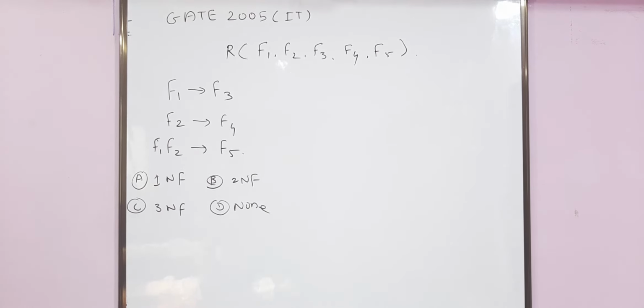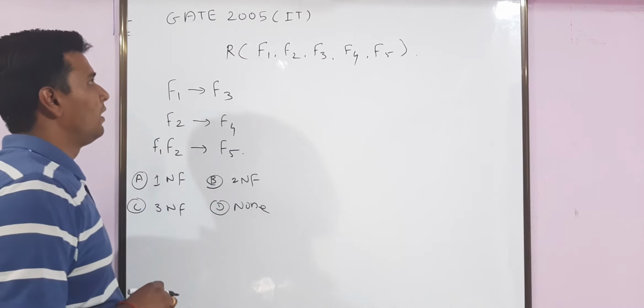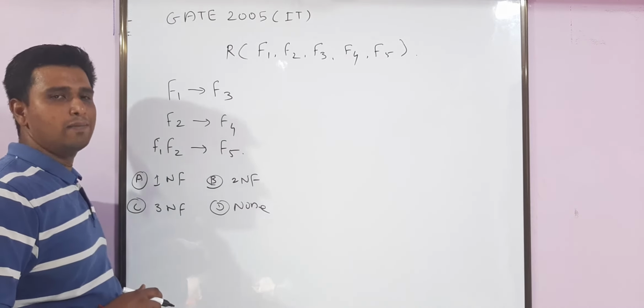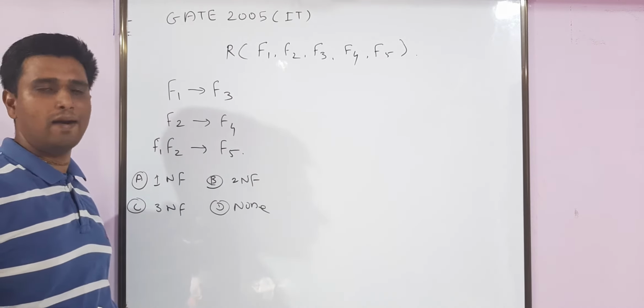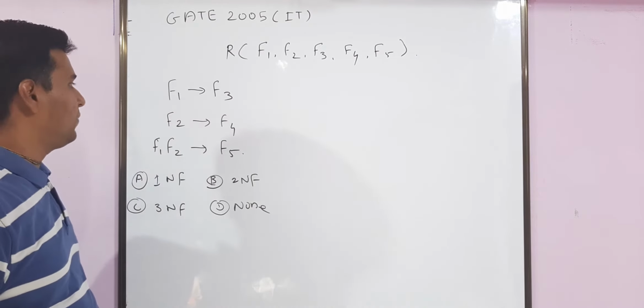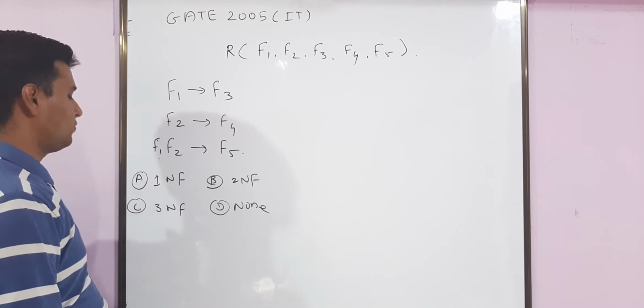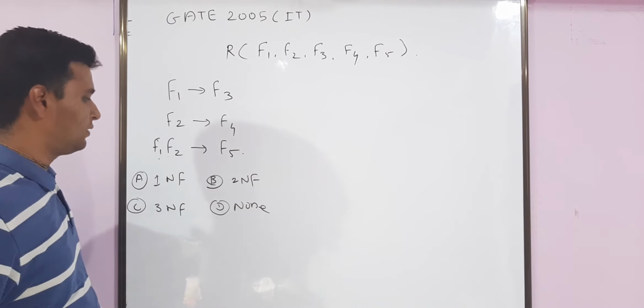Now look at another example asked in GATE 2005 IT. In this case a relation is given having attributes F1, F2, F3, F4 and F5, and we have the functional dependencies: F1 determines F3, F2 determines F4, and F1, F2 determines F5. We have to find out whether this relation is in 1NF, 2NF, 3NF or none.